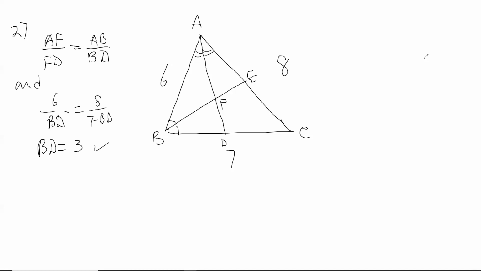And then AB over BD is equal to 6 over 3. So it's going to be 6 over 3, which is 2. Yes, it's a 2 to 1. That's all you need, right? So the answer is 2 to 1.